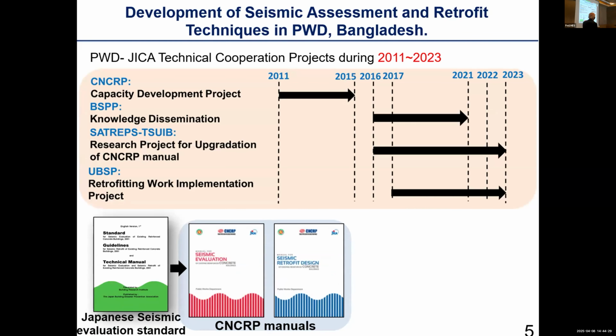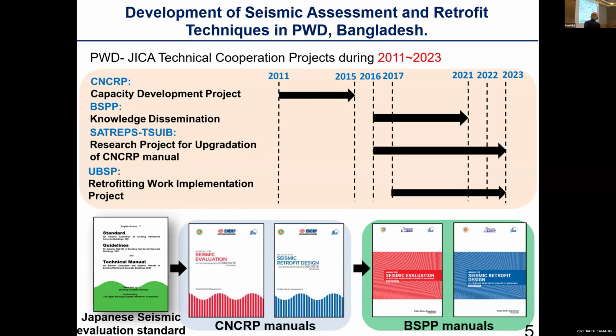And through this project, the final outcome was the seismic evaluation manual and the seismic retrofit design manual. We started applying these manuals, and while using them, we came up with lots of problems. In real life, we found many problems. So to overcome those problems, we started that 5-year-long research project.